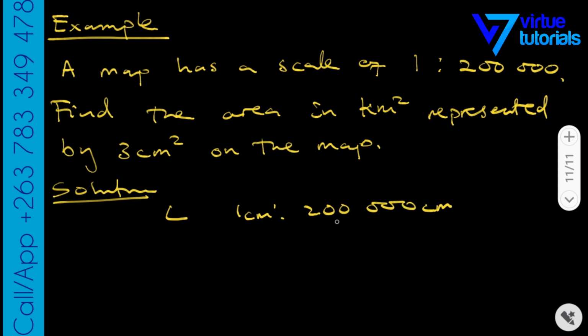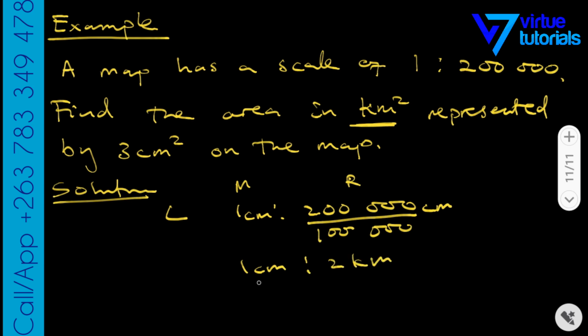Now, what I can do to simplify this is I know I want to work with kilometers, so I have to reduce the real side to kilometers. And how do I change this side to kilometers? This is the map side. This is the real actual side. I divide by 100,000, meaning 1 centimeter represents 2 kilometers. So that's what the scale is saying. 1 centimeter represents 2 kilometers.